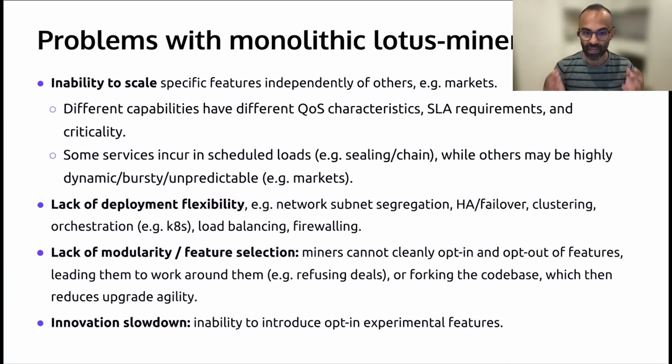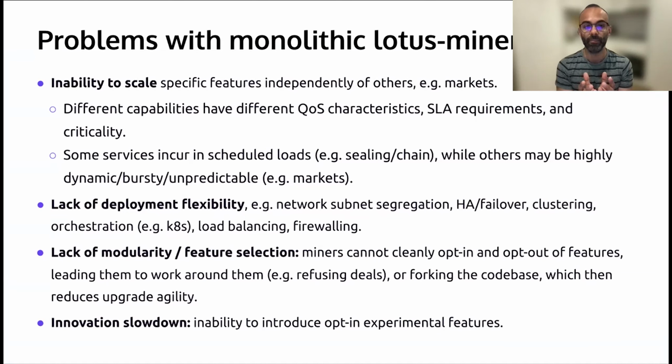Other problems are the lack of deployment flexibility. For example, with the current architecture, it's impossible to segregate responsibilities in different subnets. Miners might want to have different responsibilities running in different subnets that are completely isolated from one another. It is also difficult to introduce highly available setups with failover, clustering, or orchestration.